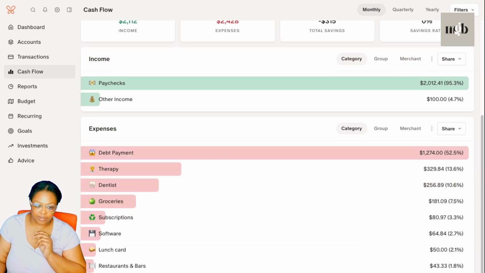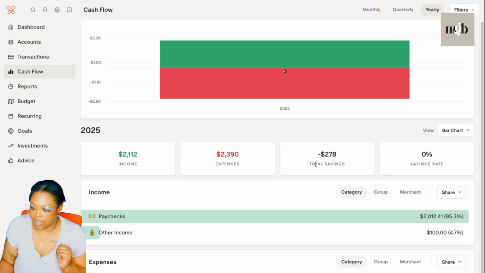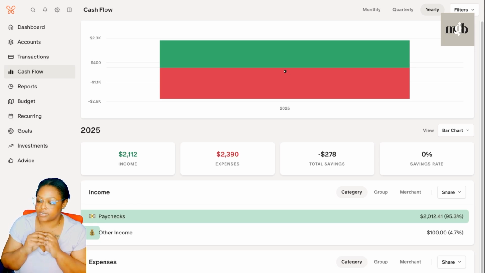Not that great. Okay, so here's the breakdown of what I've done so far. All right, this month. So far this month I paid $1,274 to debt, $329 therapy, $256, and then it looks like it's in order from lowest to highest. So my savings slash my net income now so far for the month is negative $278. That occurred because therapy and the dentist came out, but they are from my HSA.